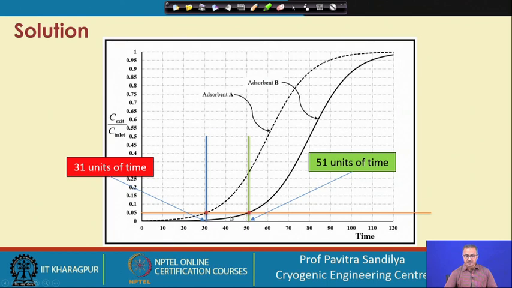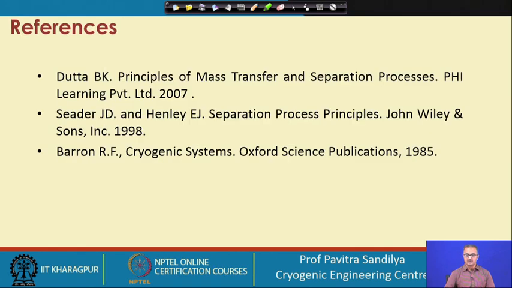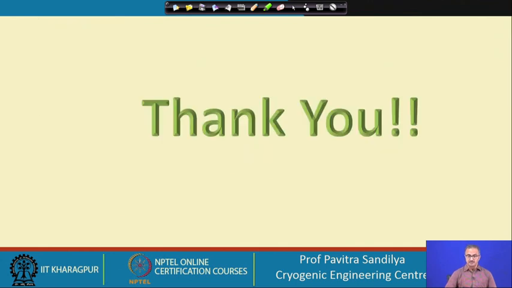Now, because the breakthrough times are different, whenever the breakthrough time is higher, that particular bed is able to retain the solute, or separate the particular solute, more effectively than the other bed. So, because for adsorbent B the breakthrough time is higher than that for adsorbent A, we conclude that adsorbent B should be used for this particular system. So, that is how we make use of the breakthrough curve, and you can refer to these books for further detail. Thank you.